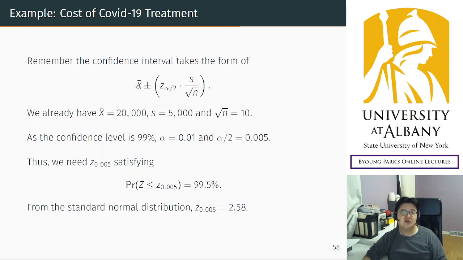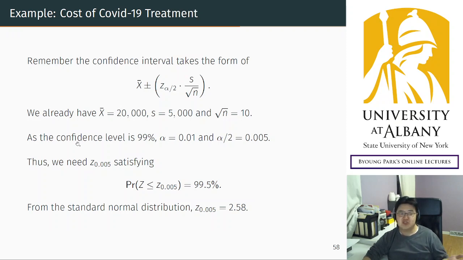Average is given, 20,000. Standard deviation is given, 5,000. Sample size is given, 100. So the square root is 10. And then the only thing you need to calculate is this guy, the Z value, Z alpha over 2.